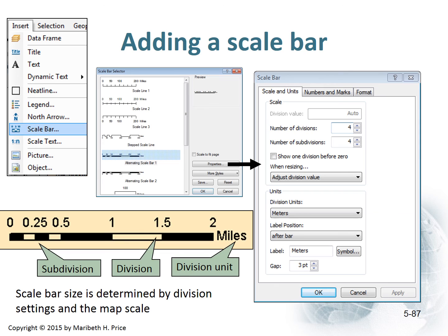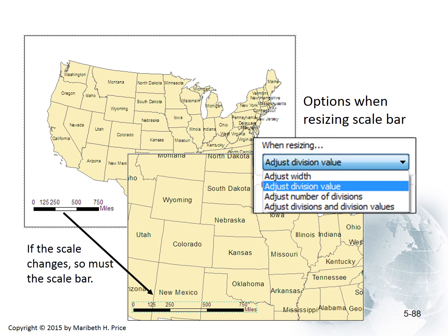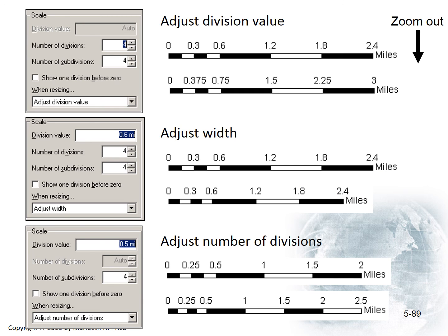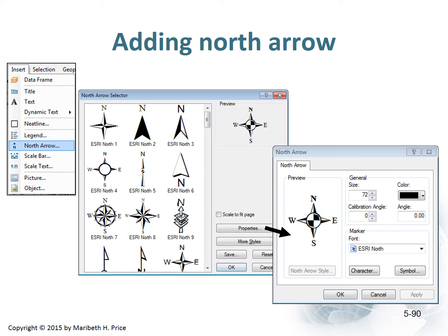Scale bar, again, you go to the insert, you add the scale bar. Remember, it has division units, divisions, and subdivisions, and all these are determined by the settings, and you can go in and adjust those. Tell it how many divisions or subdivisions to have, etc. What division units and how do you want the labels and where do you want the labels at. When resizing the scale bar, you can adjust the division number, so if the scale changes, so must the scale bar. Again, just a lot of different examples of the way you can adjust these things.